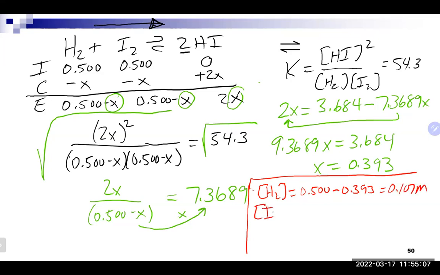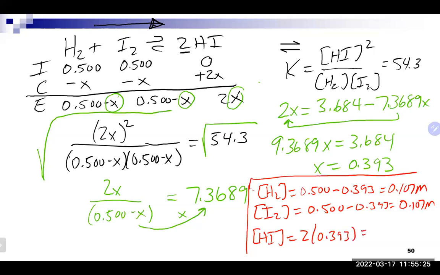I2 in this case is pretty much exactly the same. So 0.5 minus x, 0.107. And lastly here, our HI on the equilibrium line is equal to 2 times x, 0.393. That gets us 2 times 0.393 and 0.786 looks like. And again, that should be our equilibrium concentrations of everybody.